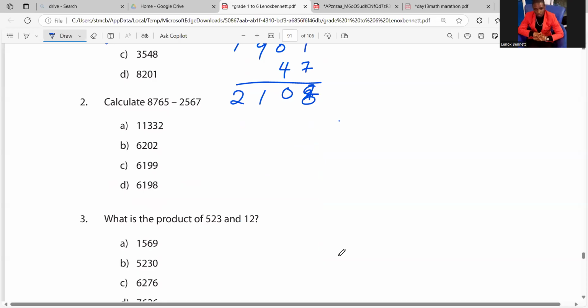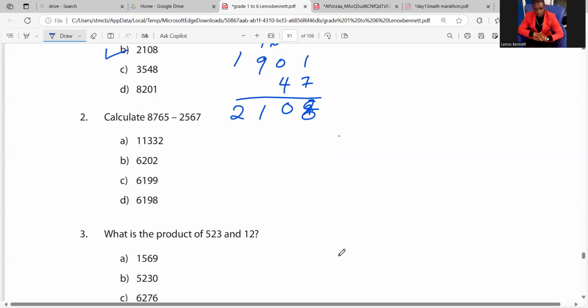Calculate 8765 minus 2567. That's number 2. I see Ryan put in the answer already. It's so fast. Correct, Powell. This is the speed section, guys.